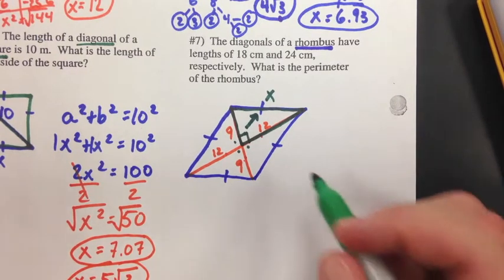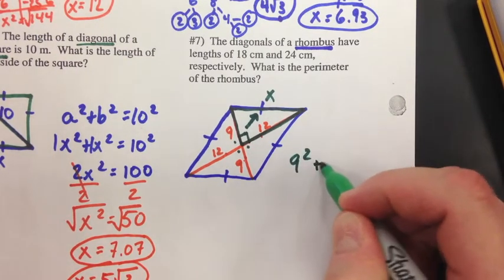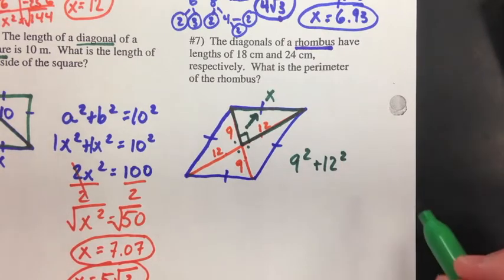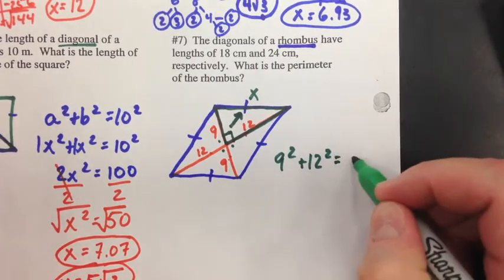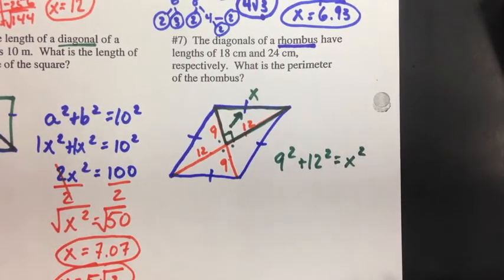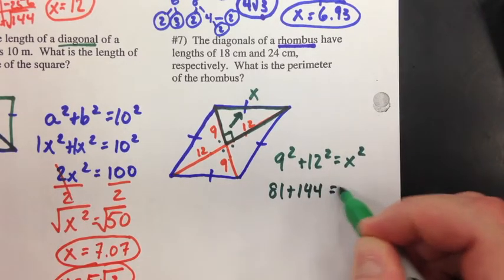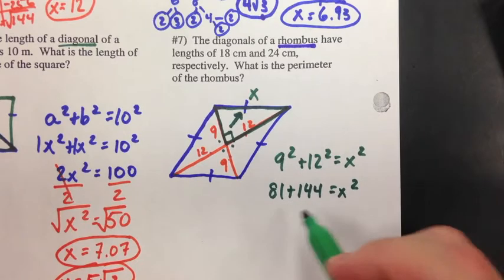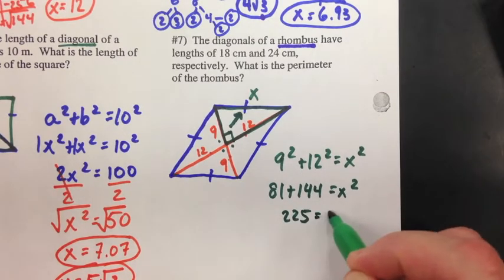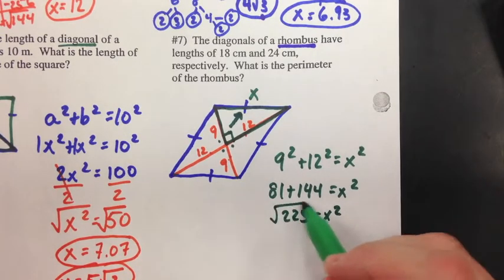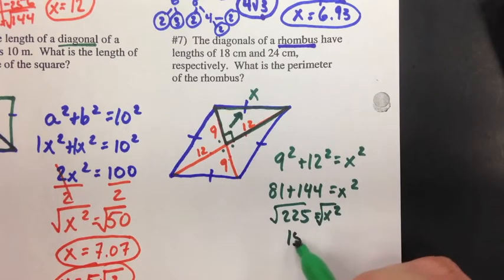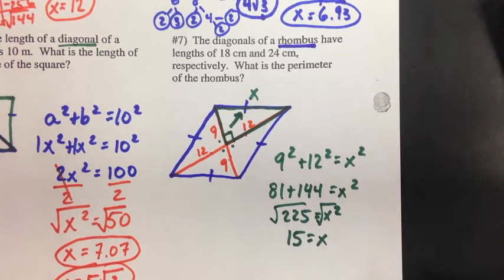So we're going to do a squared plus b squared. So 9 and 12 are your legs, equals your hypotenuse x squared. And so we've got 81 plus 144 equals x squared. Add that up, we get 225. And then we take the square root of 225. Now this works out nicely. We get 15 is equal to x.